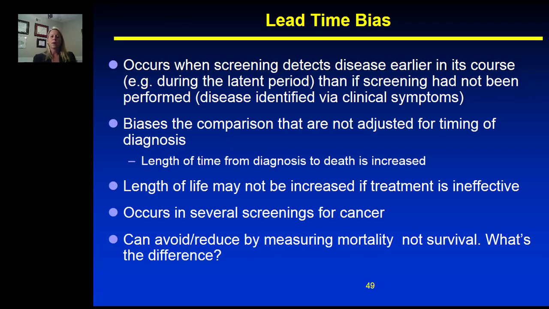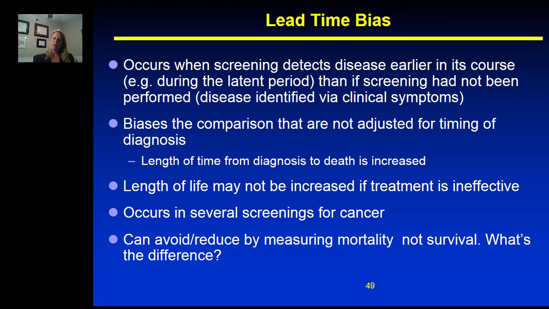The first, lead time bias, is a bias that occurs when screening detects disease earlier in its course, for example, during the latent period, than if the screening had not been performed at all. That is, the disease was identified via a clinical presentation of clinical signs and symptoms by the patient, which led the patient to seek clinical care, and at that point their disease was diagnosed.